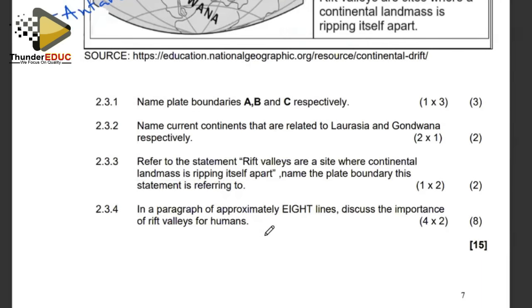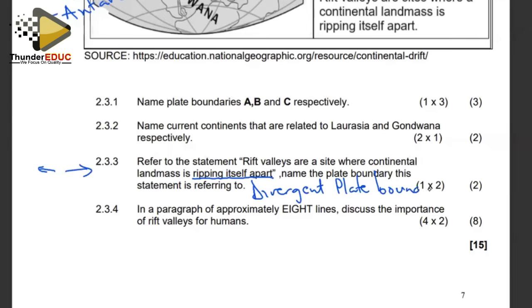Right, refer to the statement. Rift valleys are a site where continental landmass is ripping itself apart. Name the plate boundary this statement is referring to. If rift valleys are formed by continental landmass ripping itself, what does that mean? We understand rift valleys are formed by divergence. So with this statement, it refers to a divergent plate boundary.